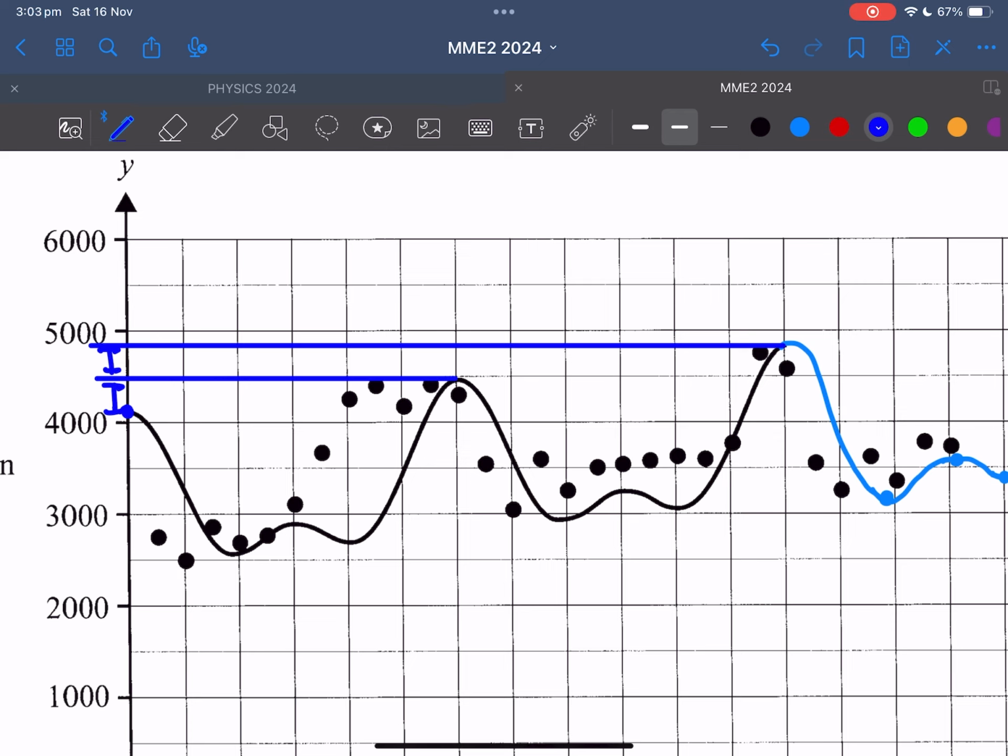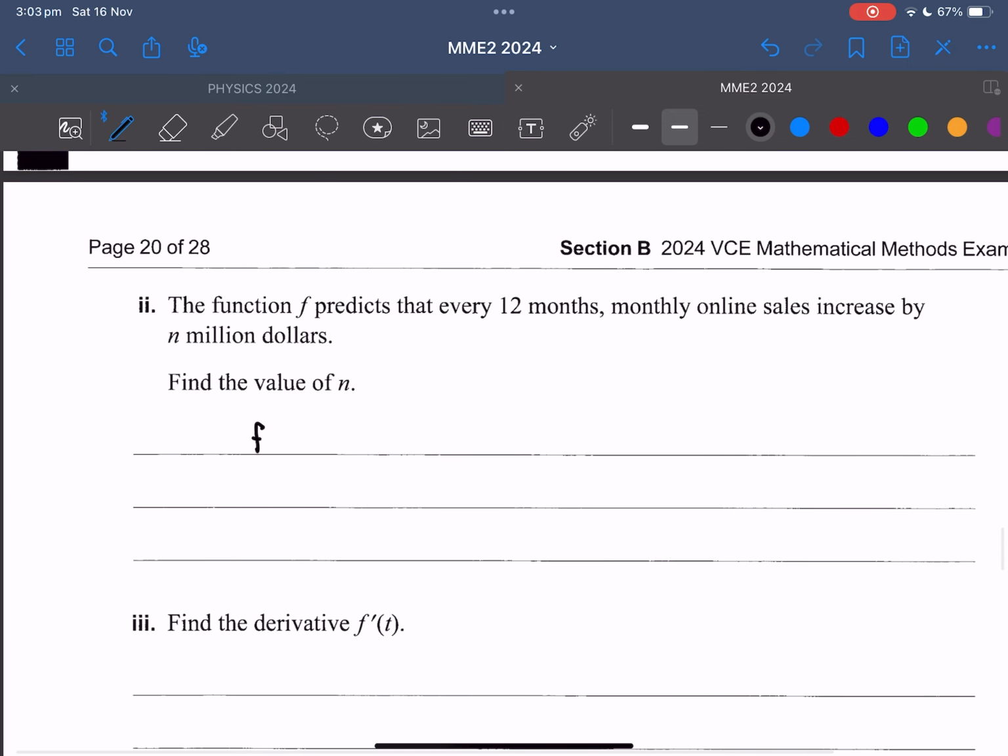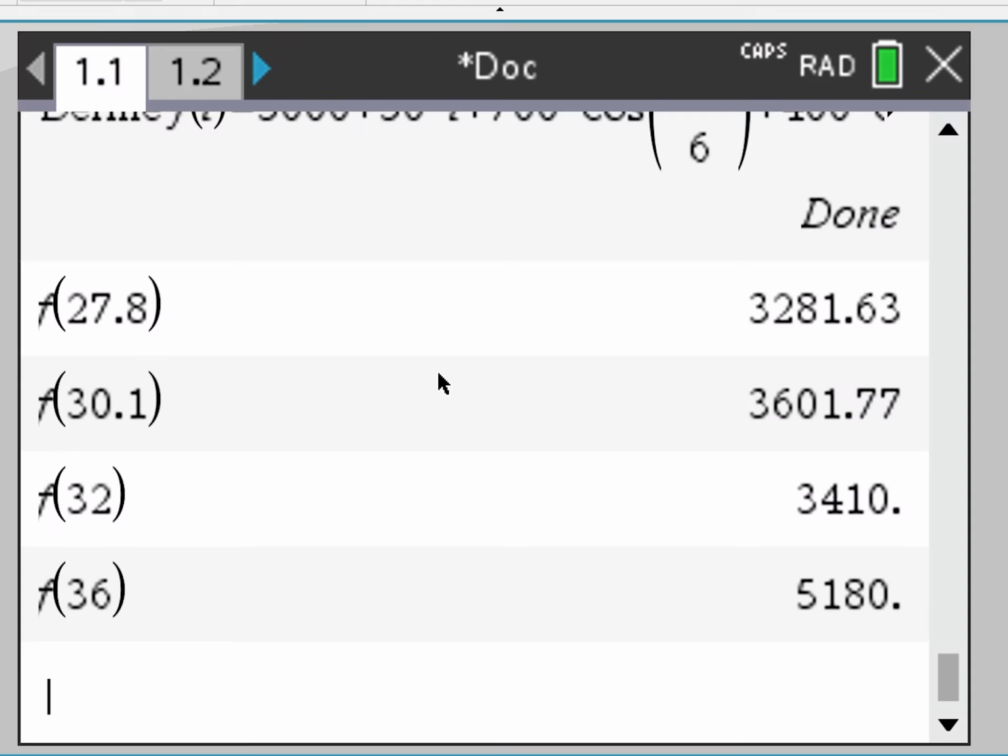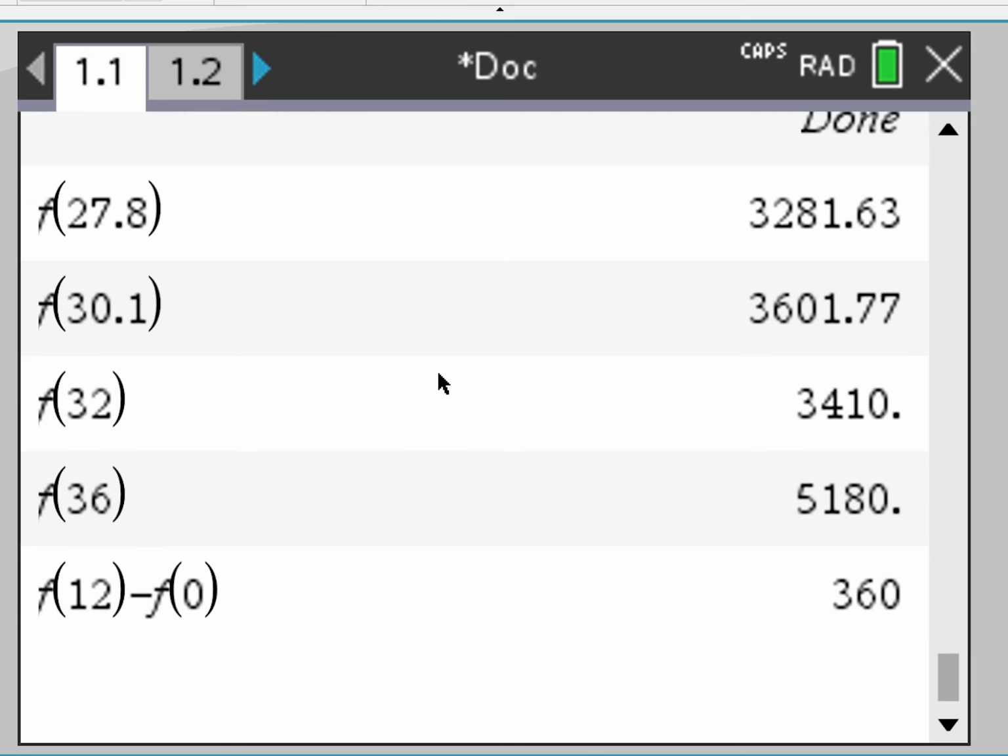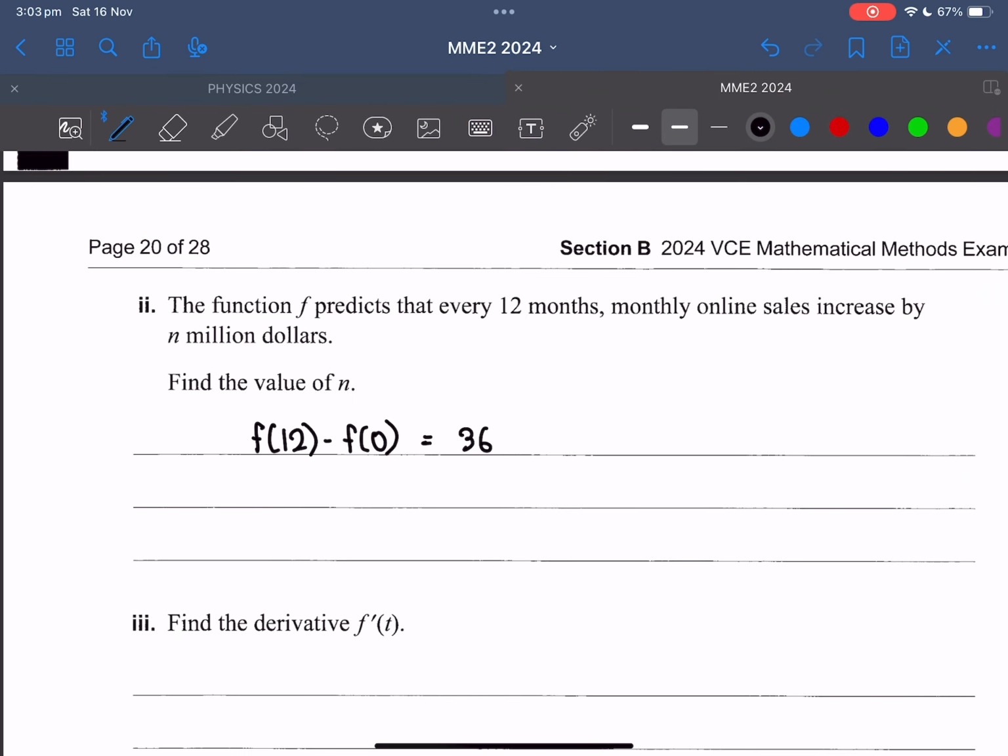So what we have to simply do is f of 12 take away f of 0, right? And that will give us the fixed amount. So let's do that. f of 12 take away f of 0. So 360. Let's try this for the next 12 months as well. So f of 24 take away f of 12 just to be very sure. 360. So our n value here is confirmed to be 360. Okay? So 360.